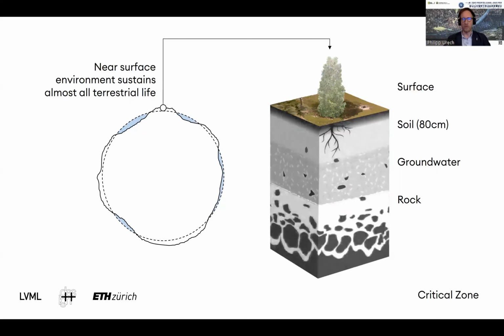Now, what the Earthrise picture of 1968 doesn't show is how thin the living habitat is. Almost all terrestrial life depends on the near surface environment and its metabolic functions, also called the critical zone. The soil is often just 80 centimeters deep and enables all the exchanges of nutrients, agriculture, water filtration, or carbon sequestration, among many other ecosystem services.